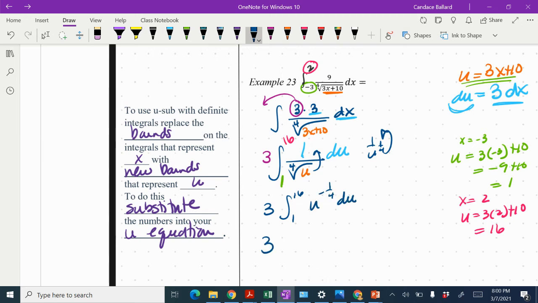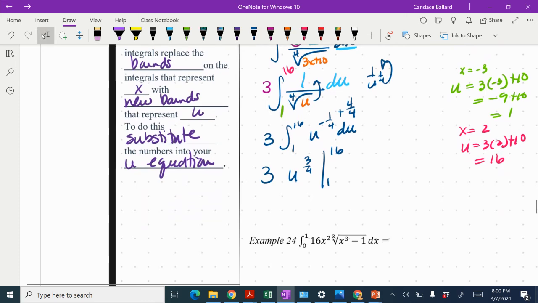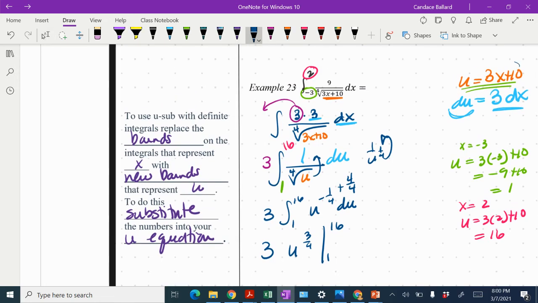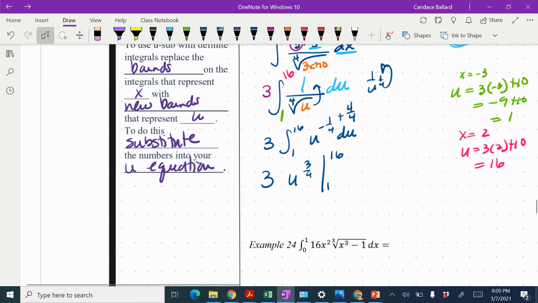Now we are finally ready to integrate. So we're going to add 1, which is 4/4. And I don't know why I'm writing my integral symbol. So we get u to the 3/4 from 1 to 16. Now we're going to plug in the 1 and the 16. And that's the bonus of switching to u's, because I don't have to go back in and plug the u back in and then switch my bounds again. I can just plug in right here. It's kind of a cool little bonus.